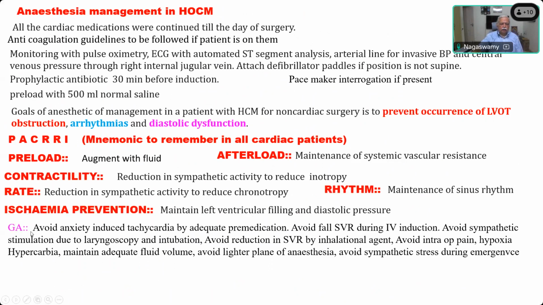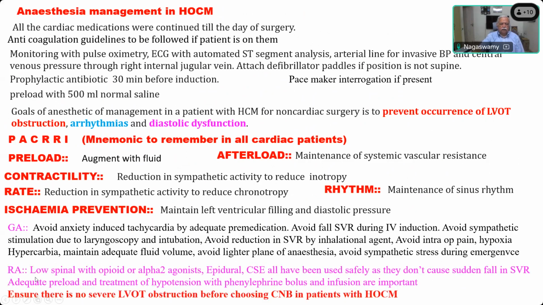So if your surgery needs GA, avoid anxiety-induced tachycardia by adequate premedication. Avoid fall in SVR during IV induction. Avoid sympathetic stimulation due to laryngoscopy and intubation. Avoid reduction in SVR by high doses of inhalation agent. Avoid intraoperative pain, hypoxia, hypercarbia. Maintain adequate fluid volume. Avoid lighter plane of anesthesia. Avoid sympathetic stress during emergence also. Okay, so these are the things that you have to take care of if the patient is requiring GA.